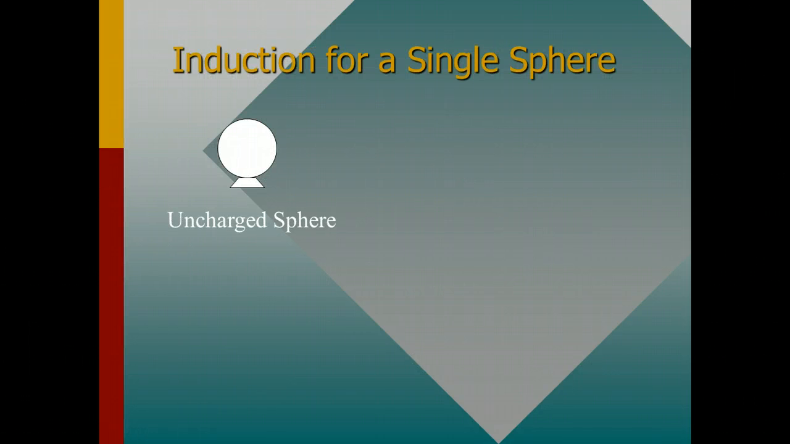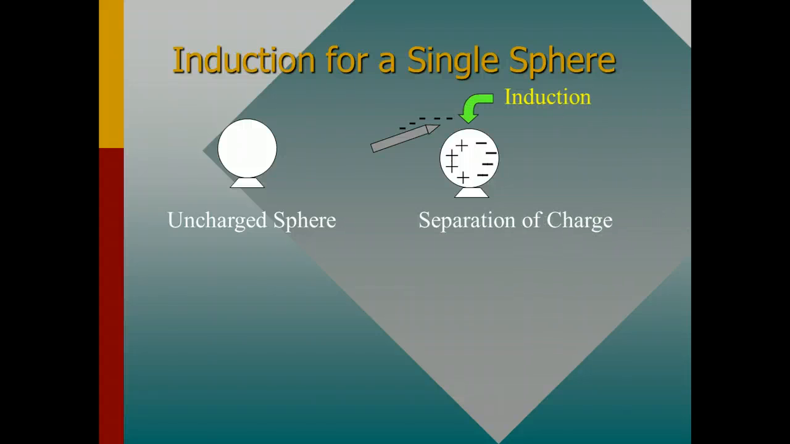We can also have this idea of induction for a single sphere, where we have a polarization of the charge inside of the sphere. So we bring this negatively charged object close to it, it separates the charge into two halves of the sphere, two hemispheres, and the result is that now we have part of the sphere that's negatively charged, part of the sphere that is positively charged. And what can we do with that?